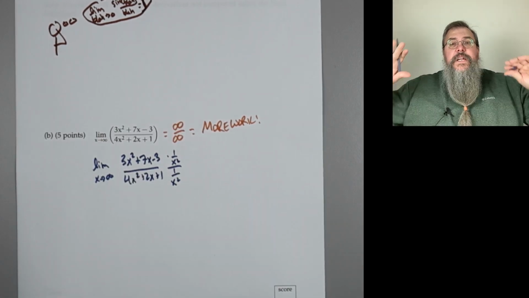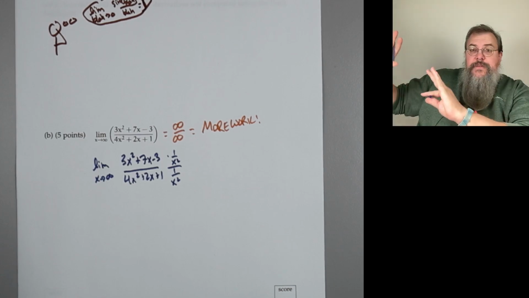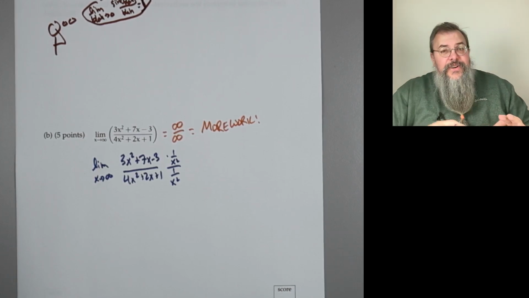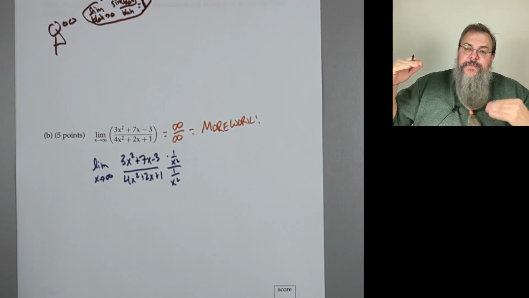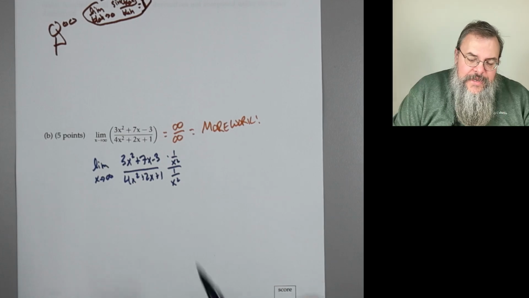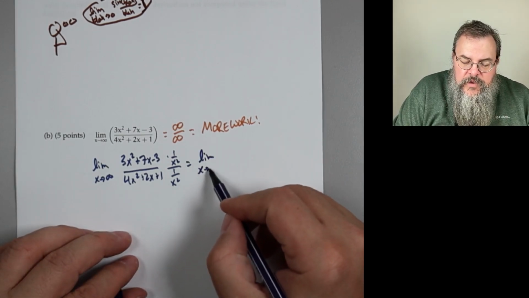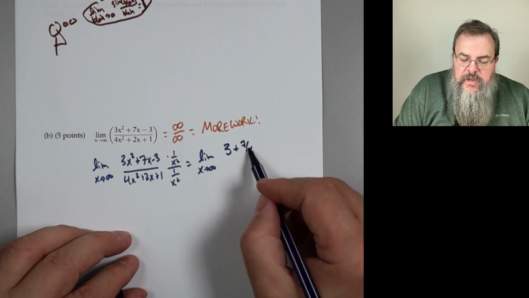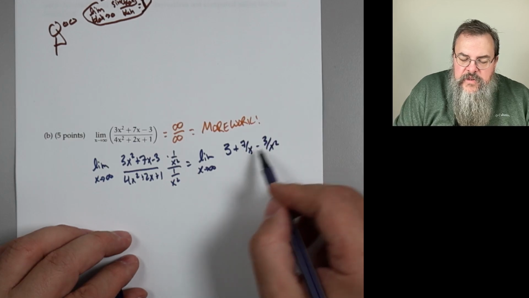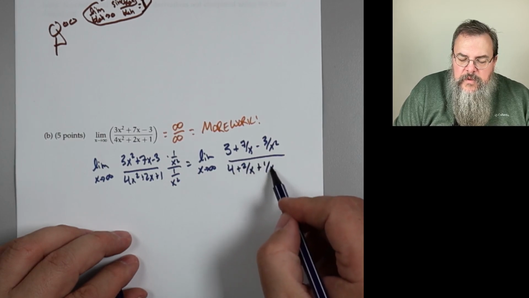The point is, we need to slow something down. We want to slow it down so it doesn't go off to infinity, doesn't go to 0. We want that sweet spot that's between 0 and infinity. There's a lot of sweet spot to shoot for, but okay, slowing it down. So multiply that 1 over x squared through 3 plus 7 over x minus 3 over x squared, 4 plus 2 over x plus 1 over x squared.